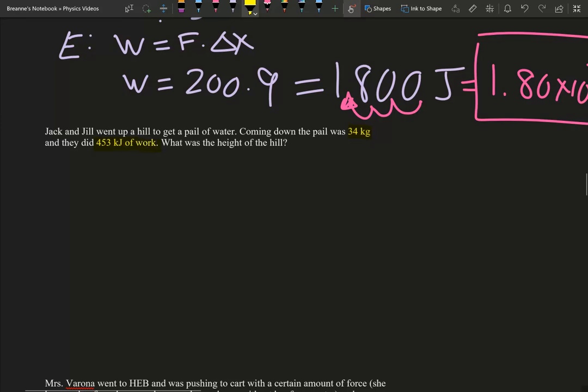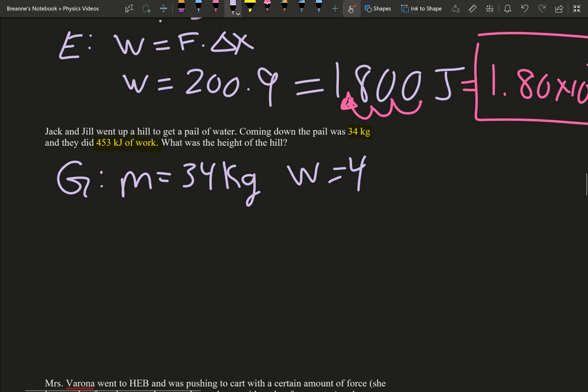Let's write down our givens. It doesn't necessarily say what the 34 kilograms is, but hopefully the kilograms will give you a hint that it is mass, so it's your m. And then it does state that the work is 453 kilojoules. Wait, hold on. Freeze, kilojoules? Do we work with kilojoules? Heck no, we work with just joules. So we need to convert this kilojoules to joules ASAP.